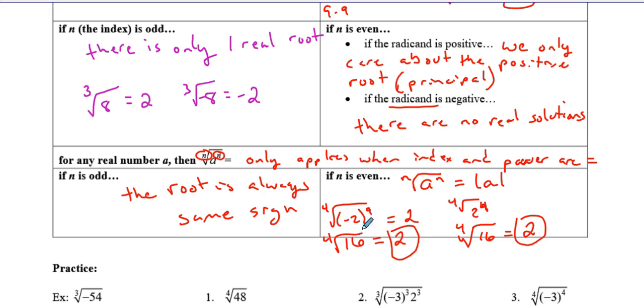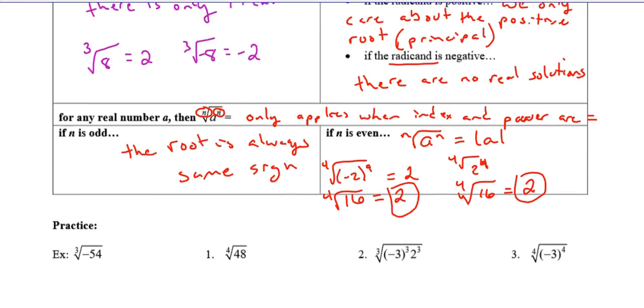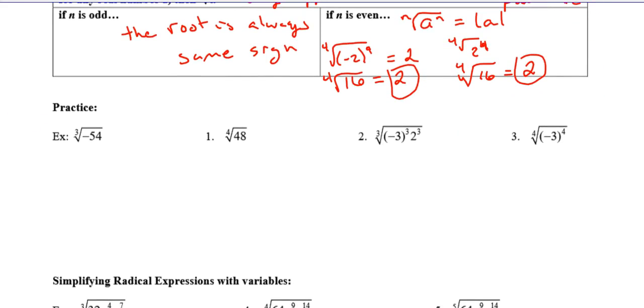So again, it's a little bit of a special rule: when these are exactly the same, then it's just going to be the absolute value of that number. Okay? So let's see what this looks like in practice. All right, let's do a couple examples.